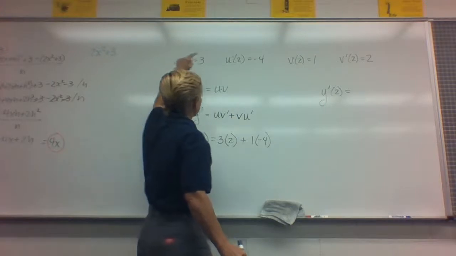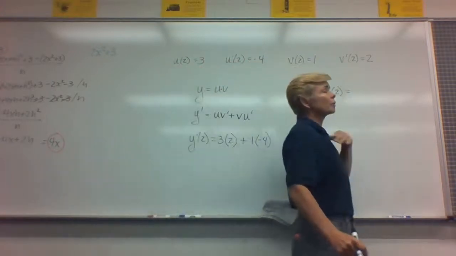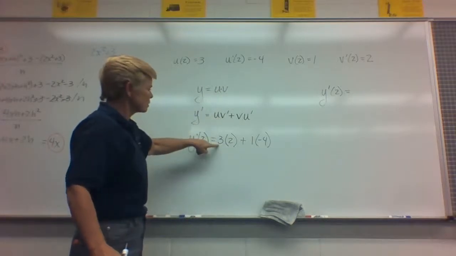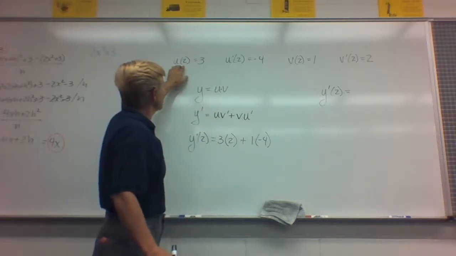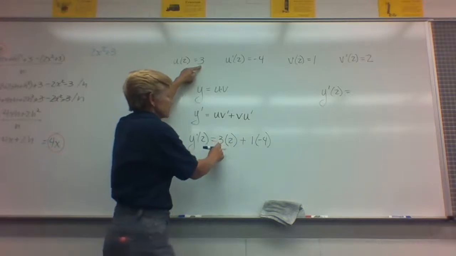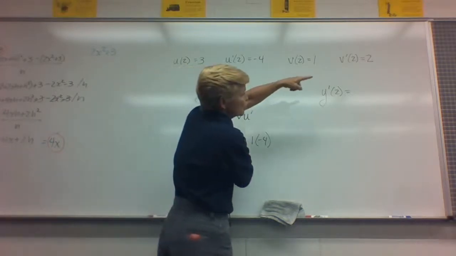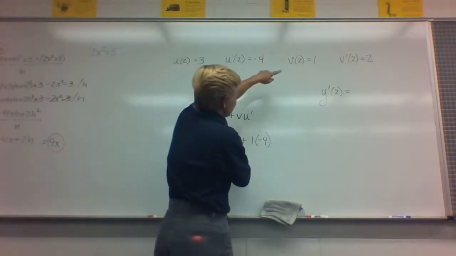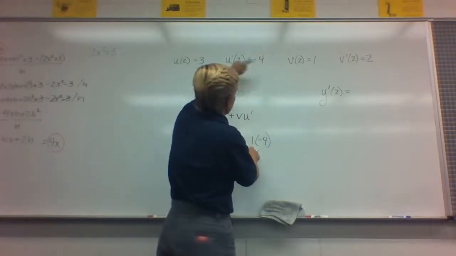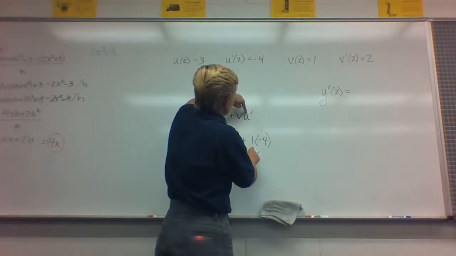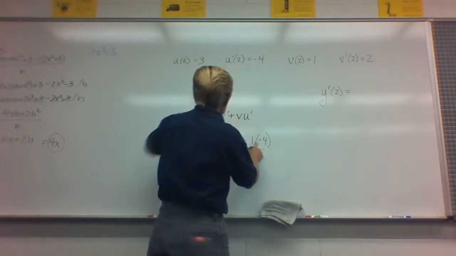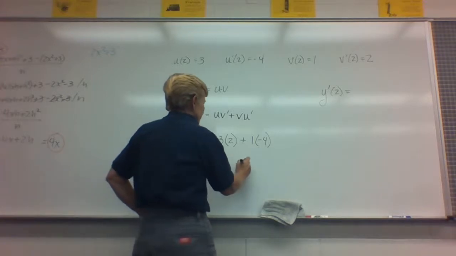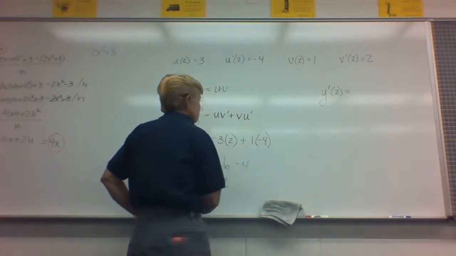That's the reason why these were all 2's. If they weren't all 2's, we wouldn't be able to do this problem. And so when we say u of 2, we mean to go to u of 2 and write down what its value is. That's the 3. This 2 right here is the 2 that it's equal to, not the v prime of it. That's the 2 there. And v of 2 is 1. And u prime of 2, this guy right here, u prime at 2 is negative 4. So y prime at 2 is going to be 6 minus 4, which is 2.